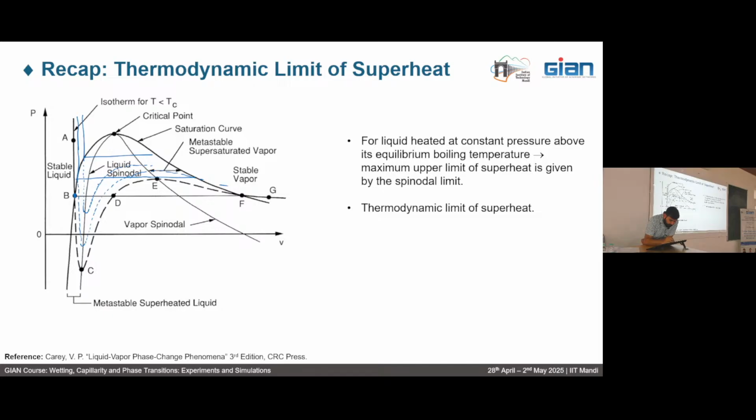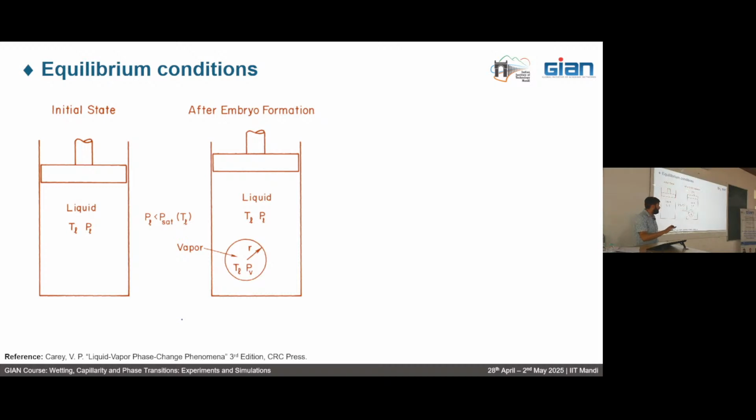Sorry, I've just made it wrong. Right. So if we are heating the liquid at constant pressure, we are doing this just to establish the equilibrium conditions here. Let us consider a system which is at the initial state. This liquid is of course at a metastable state. So this is a superheated liquid and its temperature is TL and the pressure here is PL.